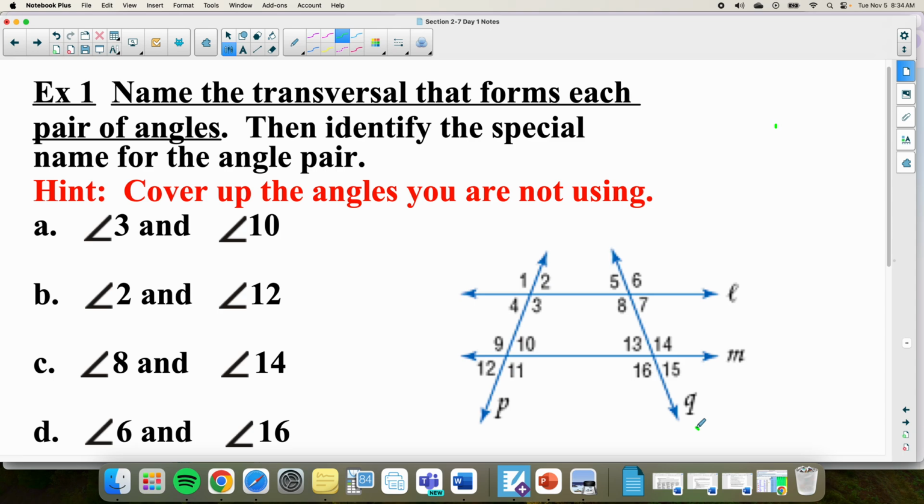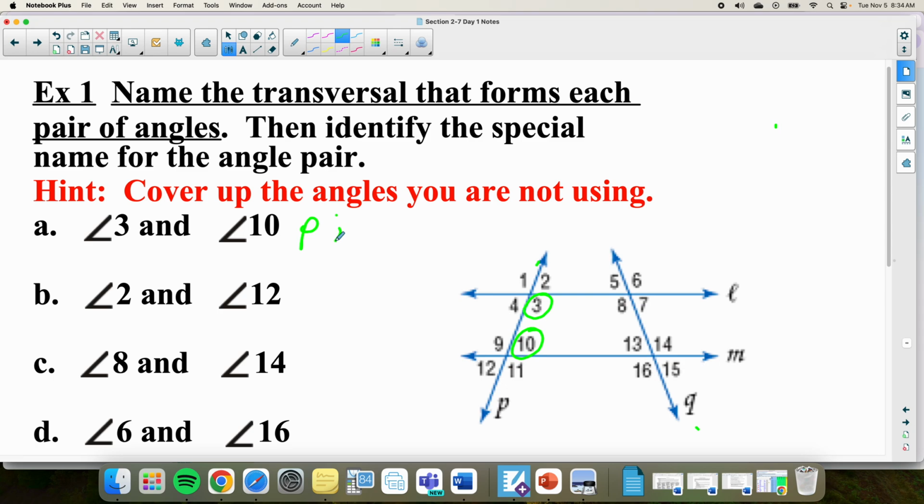Now, when you guys do this, we have to say two things about them. So first of all, they're asking us for 3 and 10. The first thing they're asking you is, what is the transversal? What that means is, what line do both of those angles lie along, okay? So the transversal is P. Which line are both of them right next to, right along? Now we have to decide, are those corresponding? Are they alternate interior? Are they alternate exterior? Or are they consecutive interior? Does anyone know?